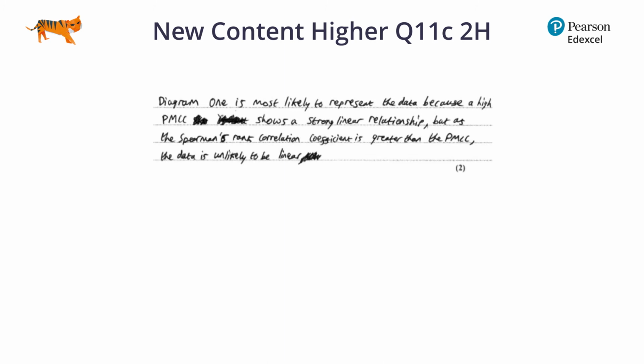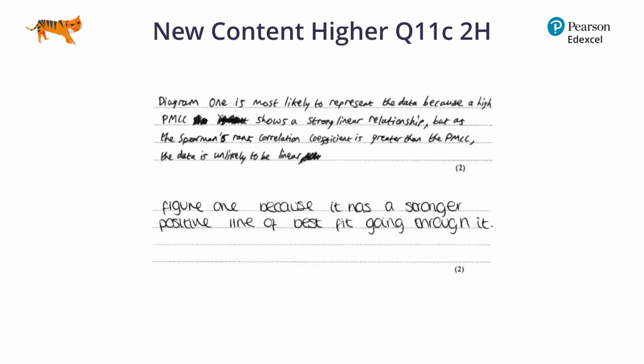The first response was awarded both marks as they have stated figure 1 and said that Spearman's is greater than Pearson's. The second response was awarded 1 mark for stating figure 1, but they have an incorrect reason. 92% of students gave an answer of figure 2 for this question, which scored no marks, and only 2% of students gained full marks, showing that there is work to be done for students to fully understand this new topic.